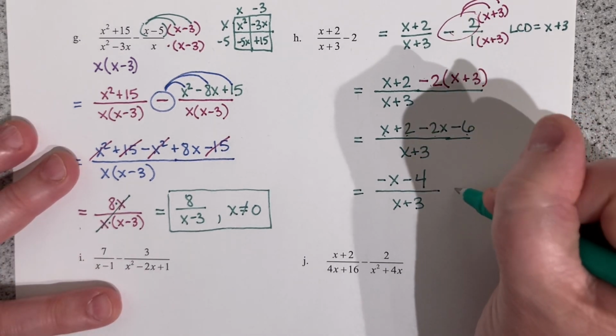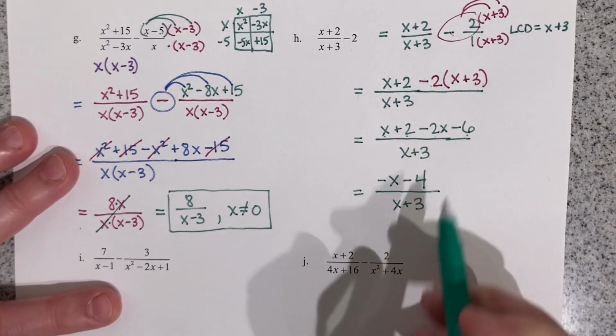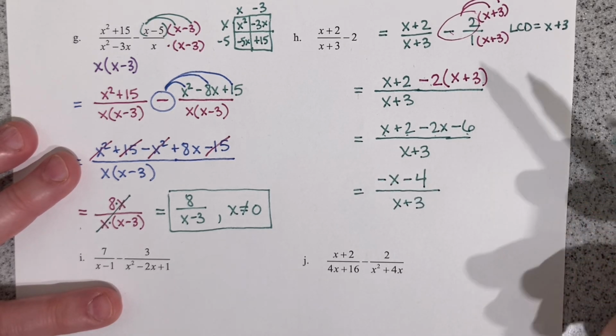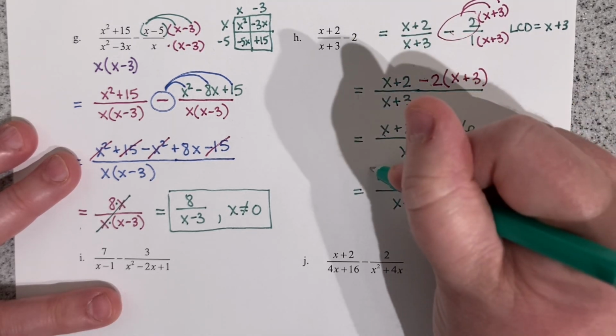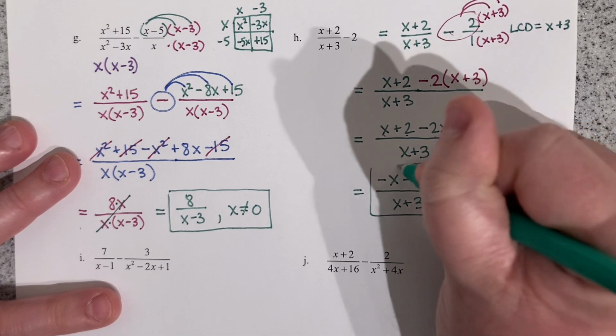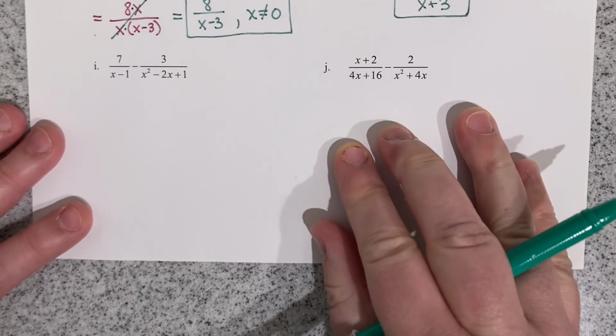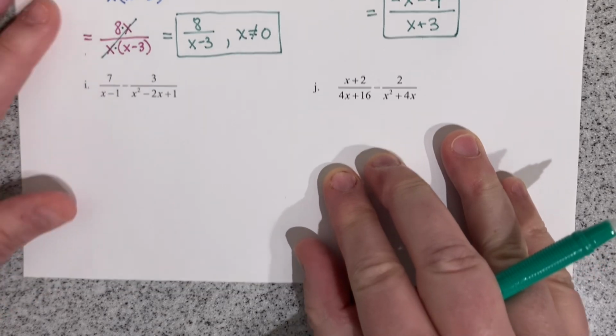If you want, you can factor out a negative out of the top, but it's not going to cancel with anything in the bottom, so I'm not even worried about it. I think that's a lovely answer. Done.